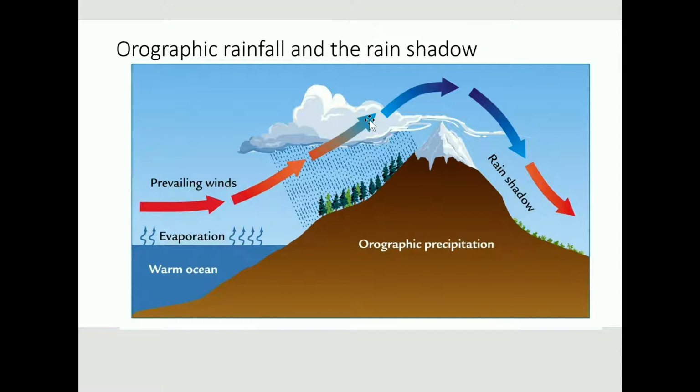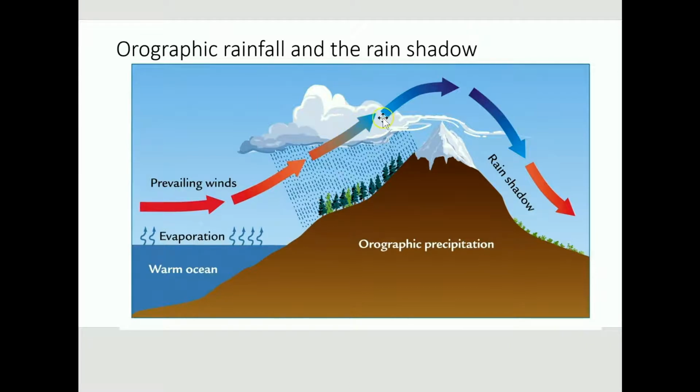And as you go further up in altitude, it gets cooler and cooler. And eventually that water vapor condenses into cloud. As the clouds get bigger and bigger, with more condensation occurring, eventually they burst, causing precipitation in the forms of rain, snow, hail and sleet.